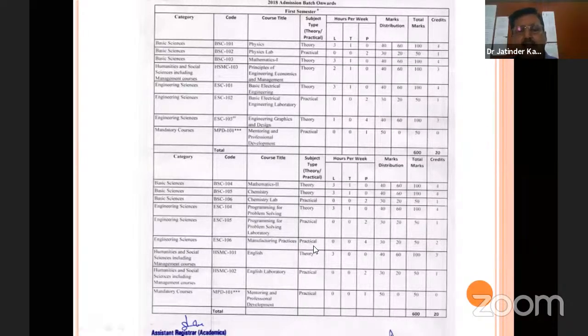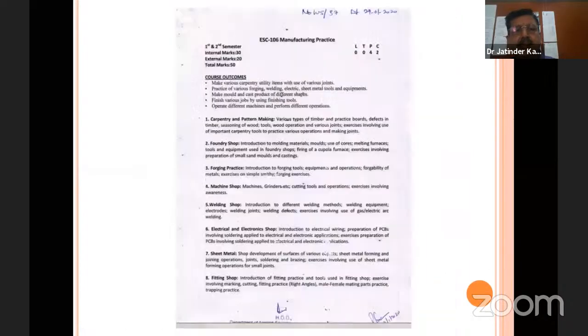So basically it is theory as well as practical. The major chunk of it is practical, right? So you will be having about 4 practicals. Each student will be having 4 practicals per week, right? And the marks distribution is like this: 30 and 20. So 30 is internal, and 20 is external. The total marks are 50, and there are two credits, right?